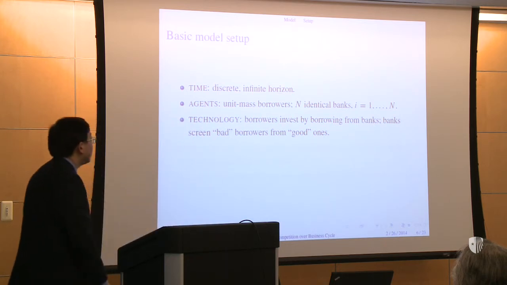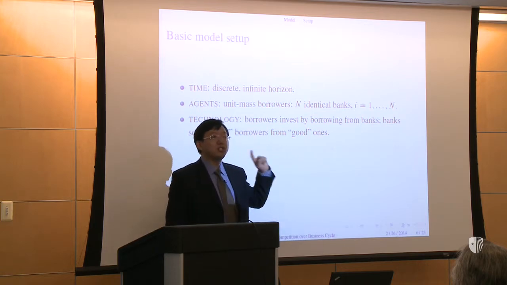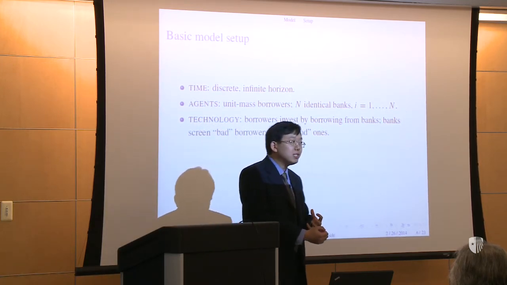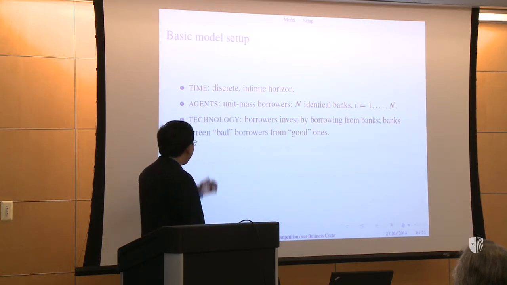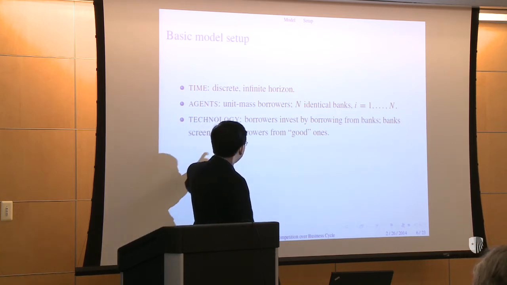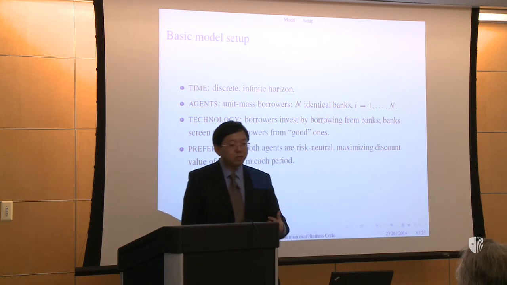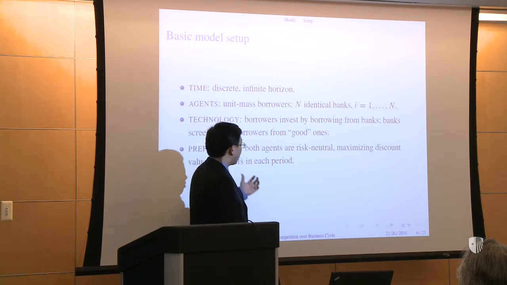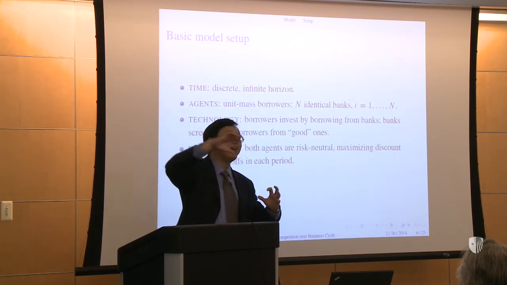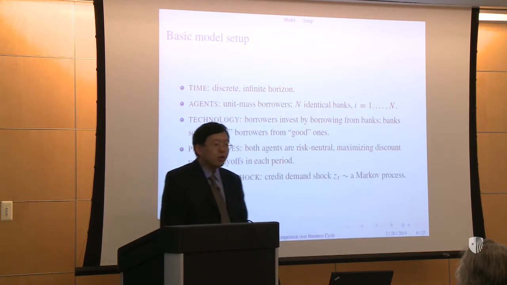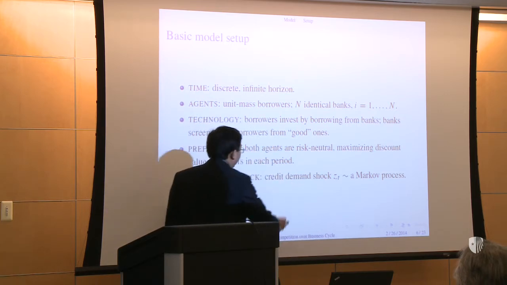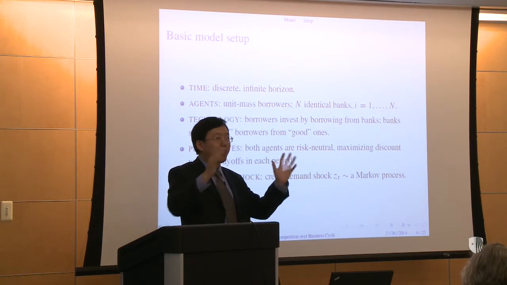Technology. What is the technology of this economy? There are two technologies. The first is that borrowers have an investment technology: once they can borrow enough money to run the investment projects, they generate some output at the end of each period. Moreover, banks have a common screening technology, which can be used to distinguish bad borrowers from good ones. Preferences are pretty standard. Both agents are risk neutral and maximize the discounted value of the stream of payoffs from now to the indefinite future. I'm considering an aggregate shock, which I call the credit demand shock, which follows a Markov chain. I'm going to use this credit demand shock to generate the business cycle environment in this model.